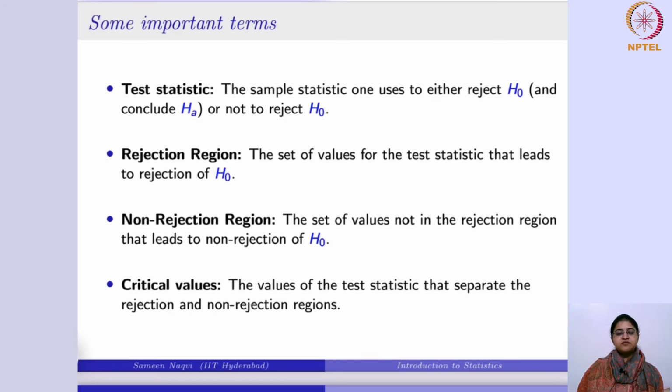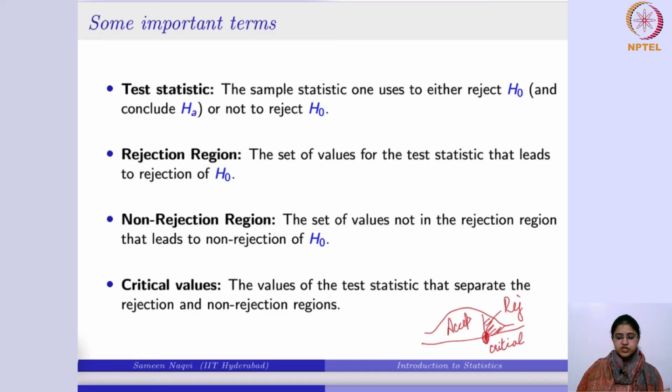So the critical value is the value of the test statistic that separates the rejection and the non-rejection region. Suppose it is like this, and this is some value over here. If it is greater than this, then we reject it. So this particular point over here would be your critical value, right? Below this is your acceptance region, and here it would be your rejection region. That value which divides your acceptance and rejection region is referred to as the critical value.